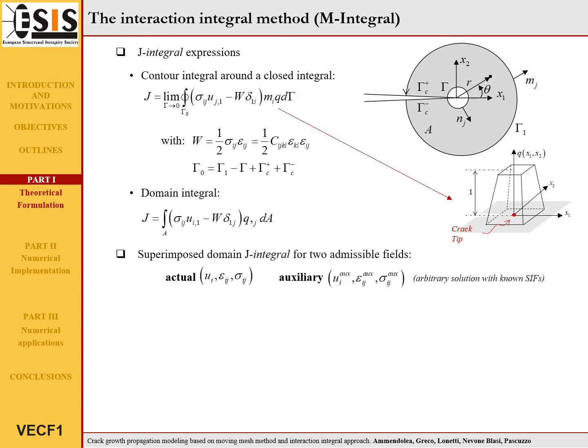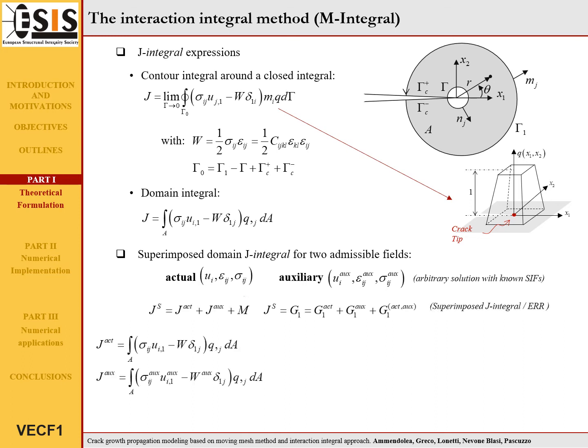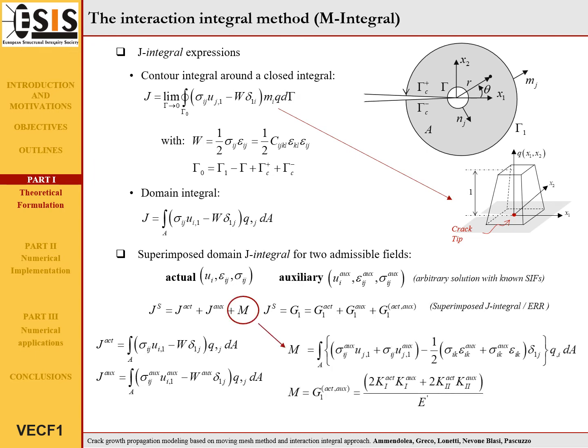Considering the superimposed J-integral for the actual and the auxiliary fields, whose solution is completely known, the M-integral represents the last term of the superimposed state. The M-integral can be equivalently expressed in terms of the stress intensity factors, using the equivalence between the J-integral and the energy release rate.